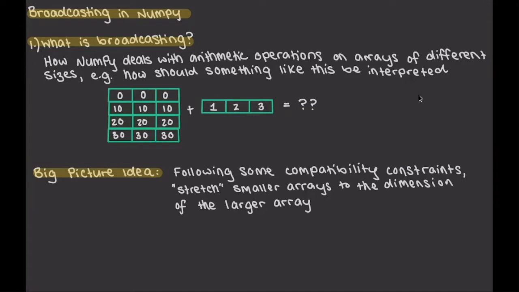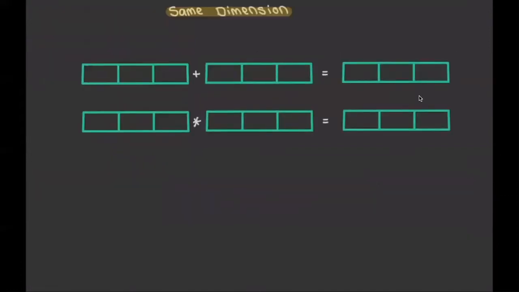So for instance, let's say I have this array here. What does it mean to add it to this array? And the big idea is that if we impose a few compatibility constraints, we should be able to stretch smaller arrays to the dimension of larger arrays. One nice thing about broadcasting is this is a vectorized operation, like a lot of things in NumPy. So what this means for us is that it's very fast and a good choice for many things that we might want to do.